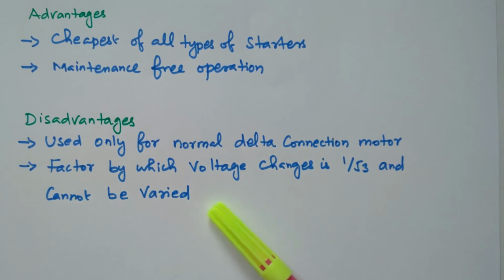And the factor by which the voltage is changed is 1 by root 3. At the beginning, we are applying only 1 by root 3 of the voltage, but it cannot be varied. Always it is 1 by root 3. We cannot change it to a lower value or higher value. We cannot vary this. Always it is 1 by root 3 times the rated voltage. So these are all the disadvantages.